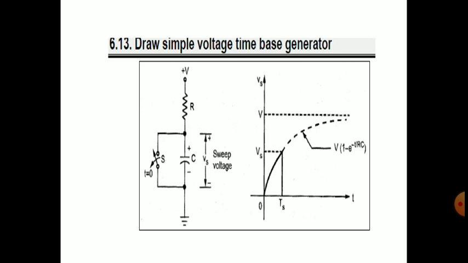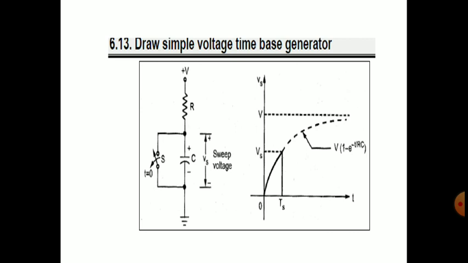Draw a simple voltage time base generator. Next topic, we are moving on to the voltage time base generator. Observe the circuit. This is a simple RC circuit, right? We have a constant voltage source plus V, that is VCC, or we can consider it some DC source.